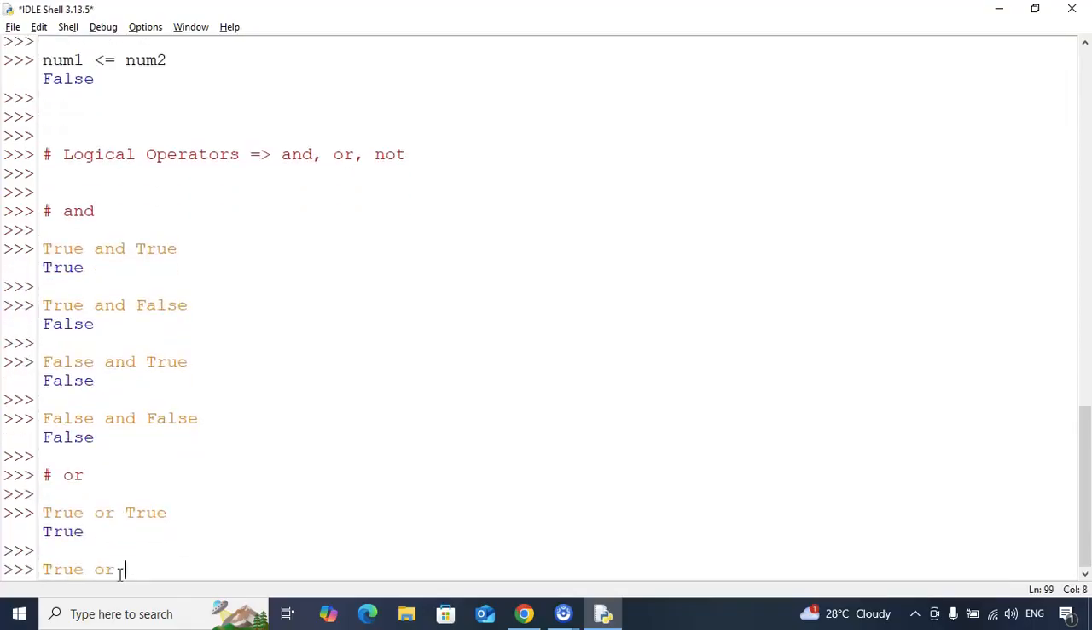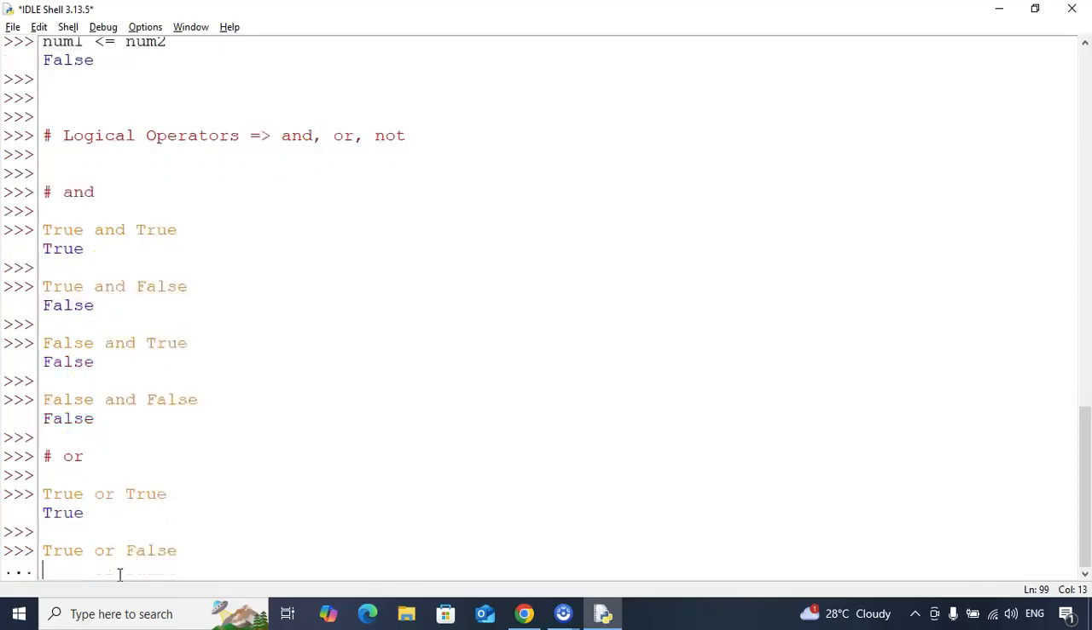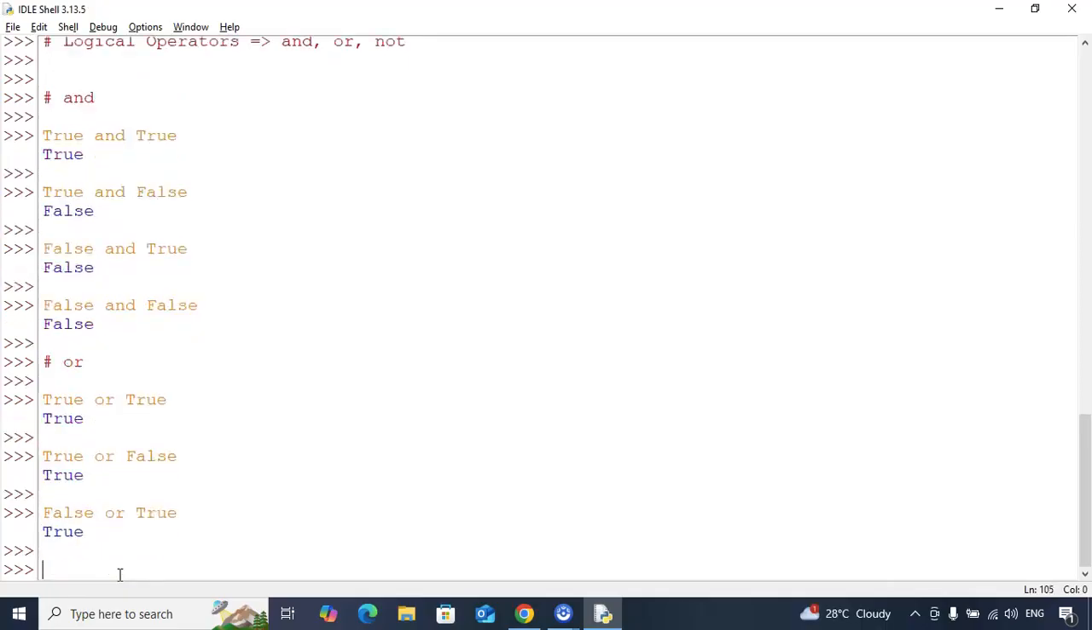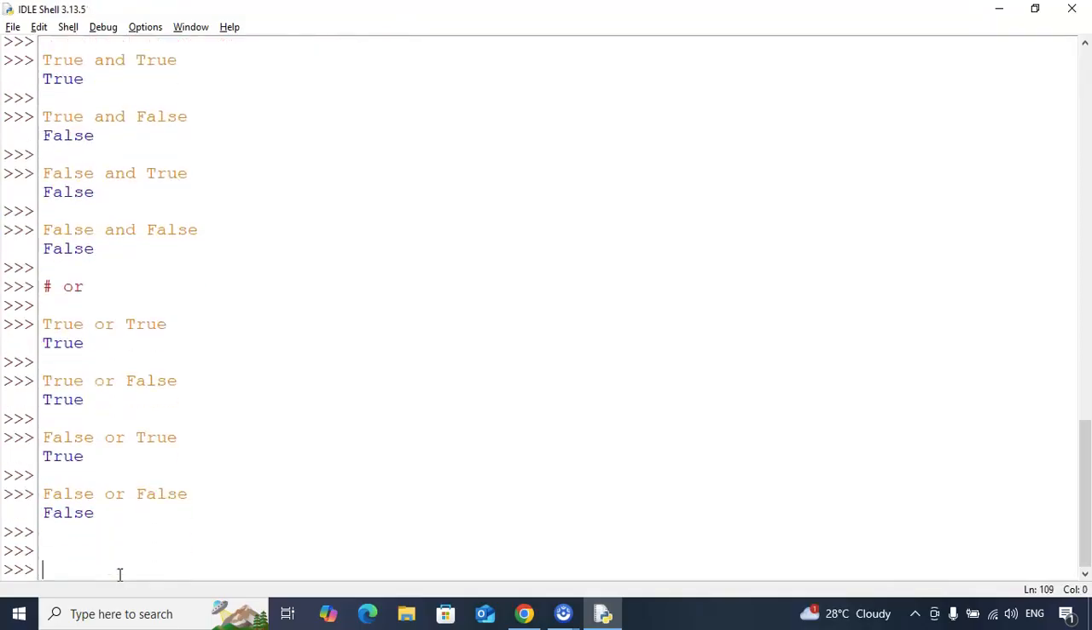In this case, true or false, let's say Mark is saying, "I am Mark or I am 18 years old." I am 18 years old is wrong, but I am Mark is correct. Since we are using OR, which means either, it will give you true. Similarly, if the first operand is false or the second operand is true, false or true, this also gives you true because either. Only in case both the operands are false will OR give you false.